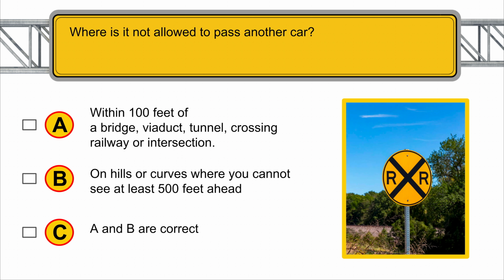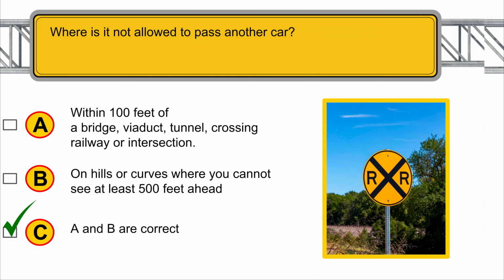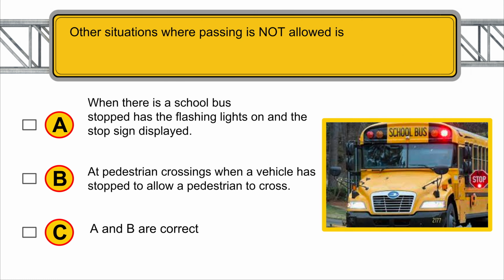Where is it not allowed to pass another car? Within 100 feet of a bridge, viaduct, tunnel, crossing, railway, or intersection, on hills or curves where you cannot see at least 500 feet ahead. Other situations where passing is not allowed are when there is a school bus stopped with flashing lights on and the stop sign displayed, and at pedestrian crossings when a vehicle has stopped to allow the pedestrian to cross.